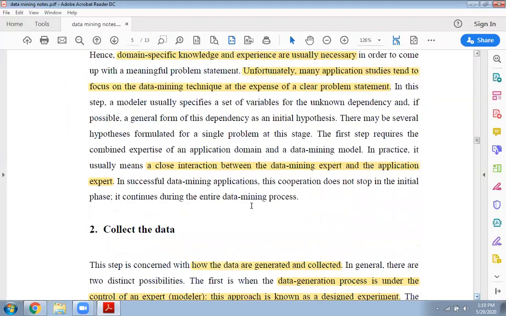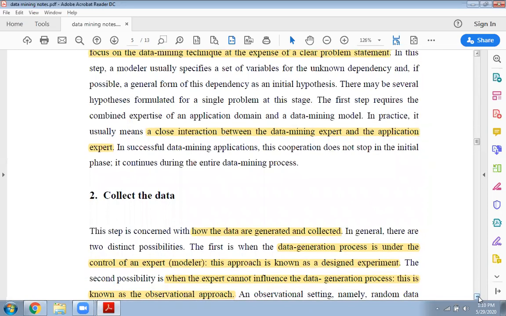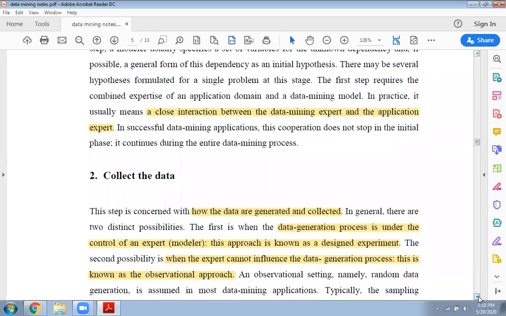That is, a close interaction between a data mining expert, who will mine the data, and the application expert is important. You have the data mining expert, but you do not have the application expert. That is useless. The application expert will tell you what the problem is and what hypothesis will be formulated. Then only will the data mining expert work accordingly. So this is an interdisciplinary field. Once the application expert gets you the data, the problem and the hypothesis, what does the data mining expert do?